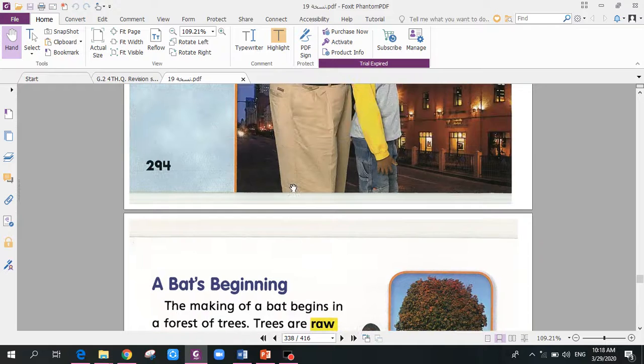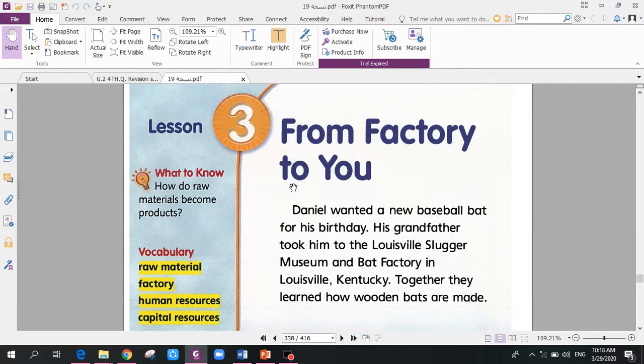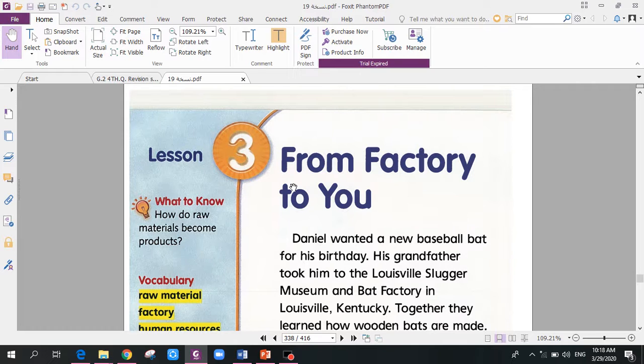Also grade 2. Okay, this is the lesson. See you soon. Stay safe, stay at home, try to study. Okay, we are not asking you to take it in a hard way. Just read, just study, Google about these lessons, about the vocab, about how the bats are made in the factory. Watch a video about it. You will find it very amusing.